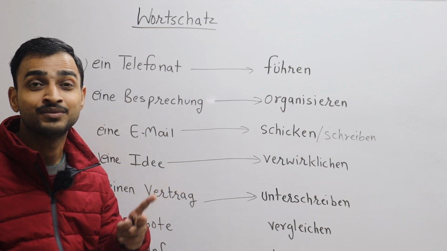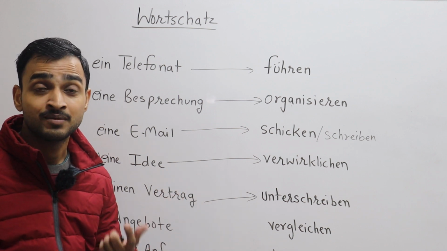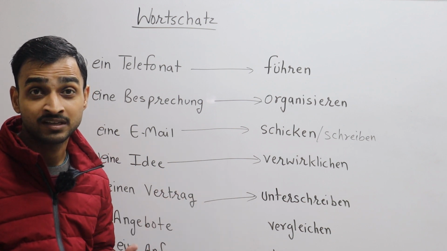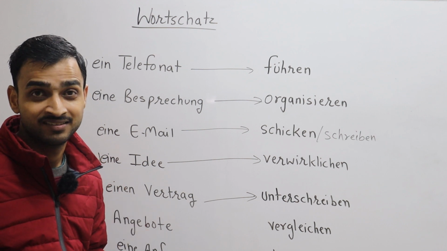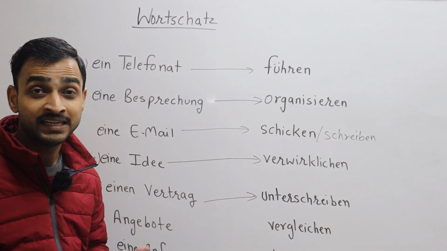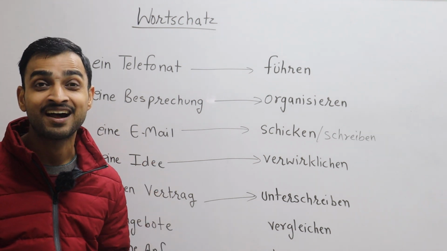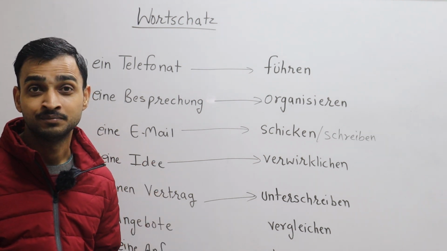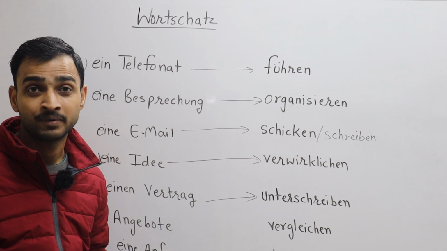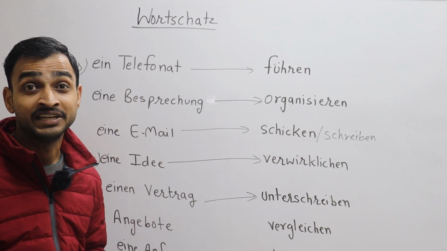Okay, so unterschreiben. Ich unterschreibe einen Vertrag. Einen Jobvertrag, einen Mietvertrag. Ich wohne in Berlin, ich suche mir eine neue Wohnung, ich unterschreibe einen Mietvertrag. I'm living in Berlin, I'm searching for an apartment and then I will sign a rent agreement.